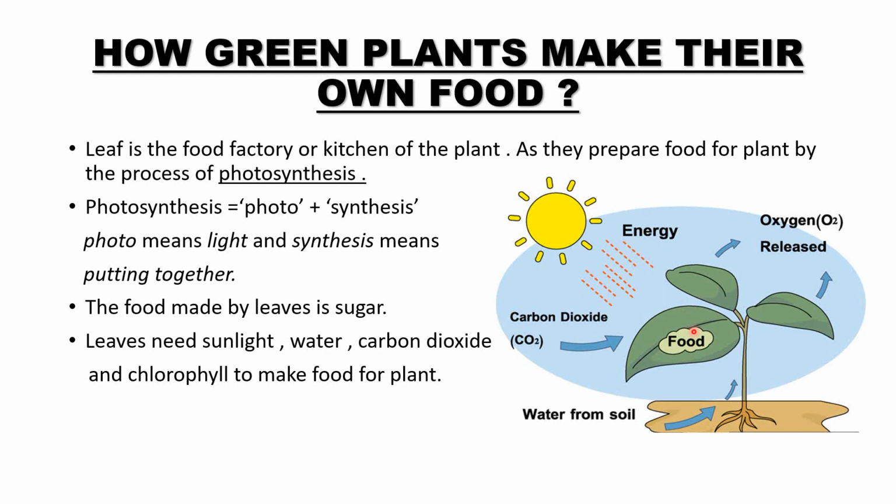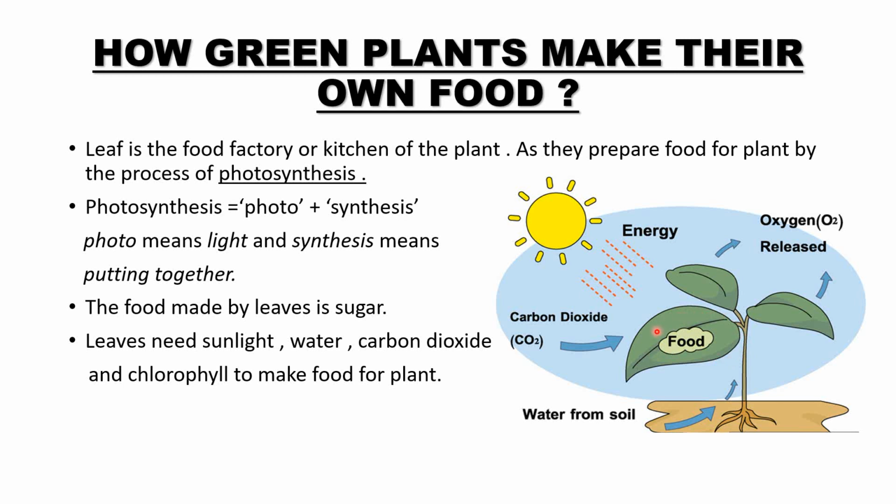So in this way, for the process of photosynthesis, we read that four components are very necessary to make the food. First is sunlight energy. Second is carbon dioxide from air. Third is water from the soil. And fourth is chlorophyll, which is present in the leaf, the green pigment.